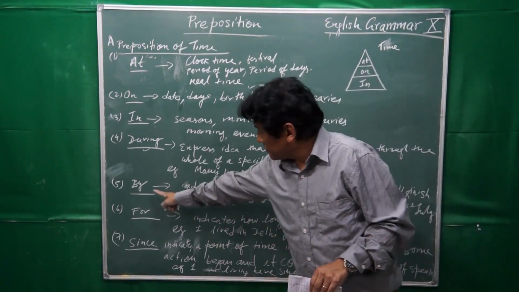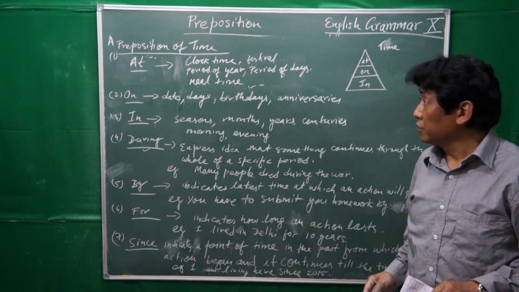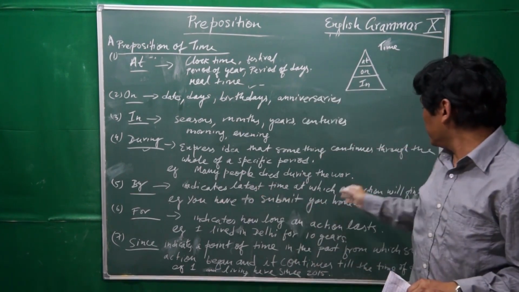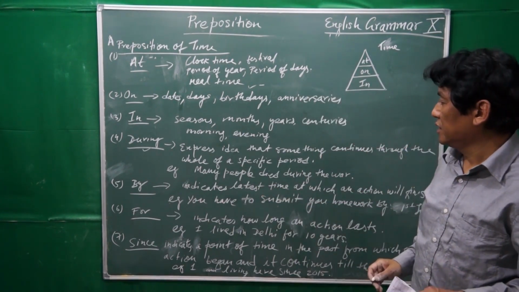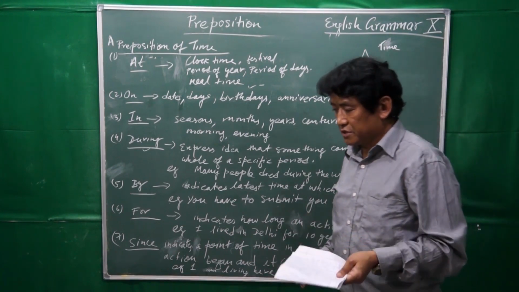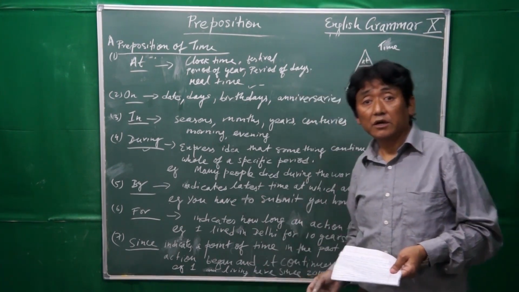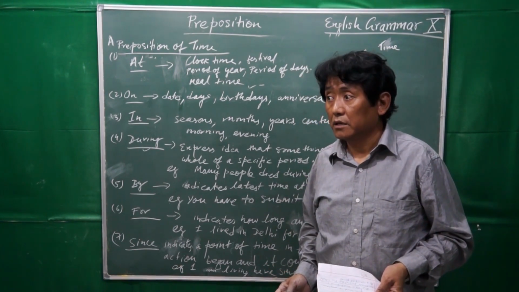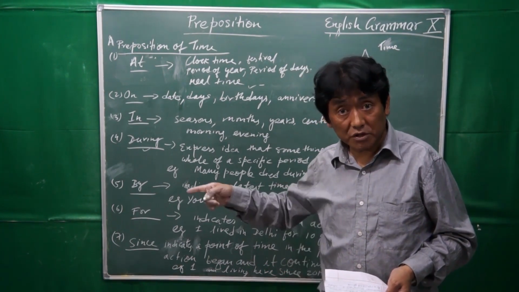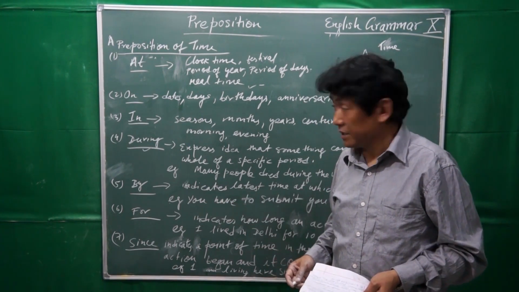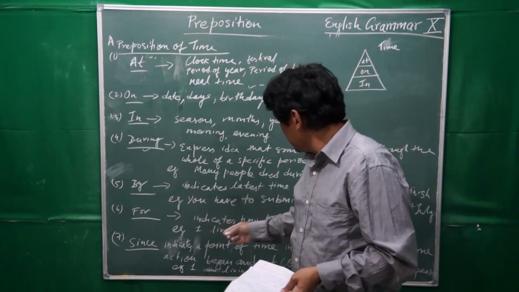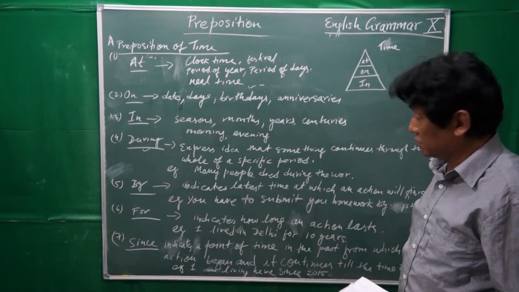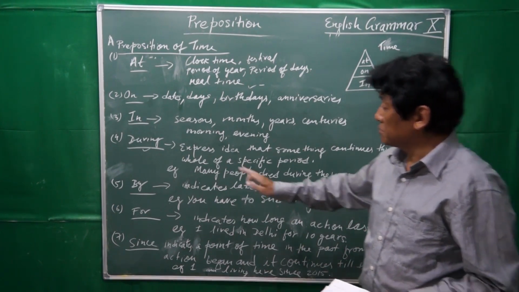And the next one is by. Now by is used as a preposition of time. By is used to indicate the latest time at which an action will finish. For example, we tell our students to submit their assignments, right? We can say you have to submit your assignment by next Monday or this Monday. We can give the deadline by using by. Over here I've written, you have to submit your homework by 1st July. That is how we can use by.